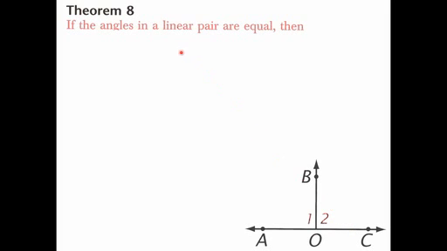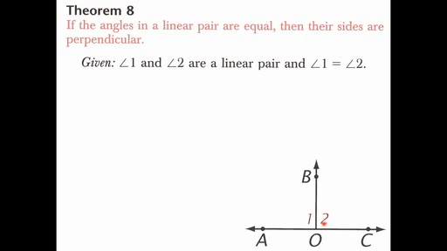So here's how that theorem goes. If the angles in a linear pair are equal, then their sides are perpendicular. So here's the proof of that in a paragraph proof. So we're given 1 and 2 are a linear pair right here. And we're given that they're equal. All we need to do is try to prove that OB is perpendicular to AC.